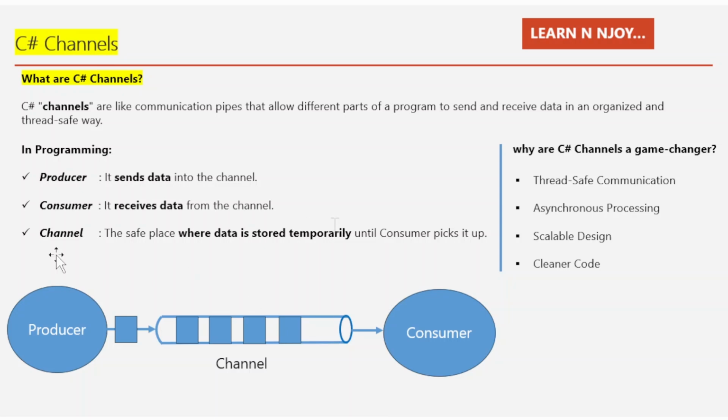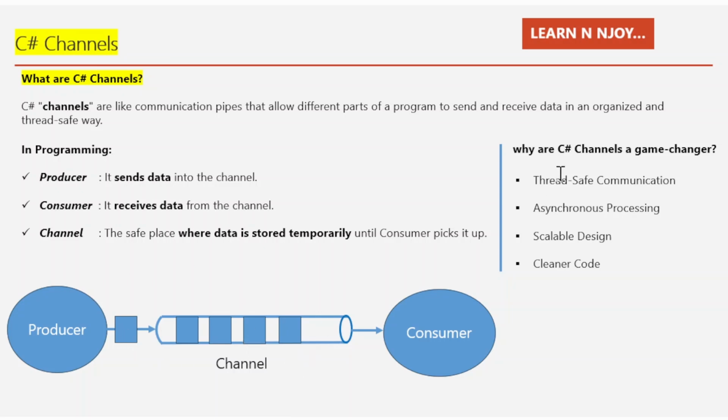If you see this diagram over here, it simply depicts that there is a producer and consumer, and in between we have the channel, right? So the producer creates data and sends it to the channel, and the consumer receives the data that was kept in the channel by the producer. So here the channel is the communication pipeline that facilitates sending and receiving data in an organized and thread-safe way. That's what this diagram depicts.